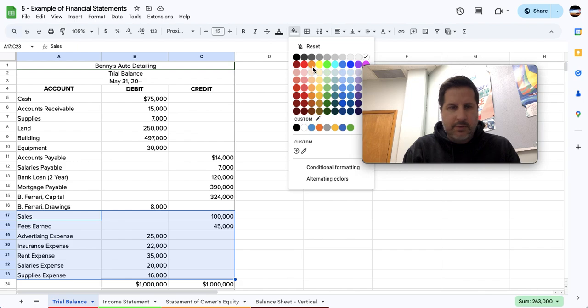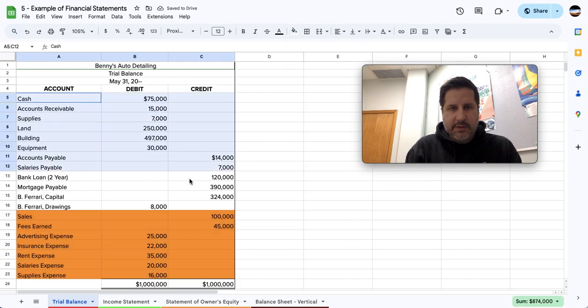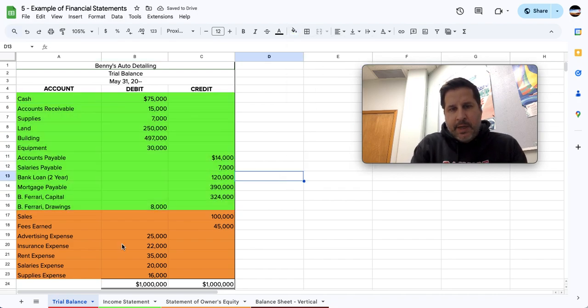We'll do these in an orange. These are income statement accounts, and then the accounts above belong on the balance sheet. And actually, in a little bit, I'm going to show you that it actually isn't totally that way. But I'm going to start with my income statement.